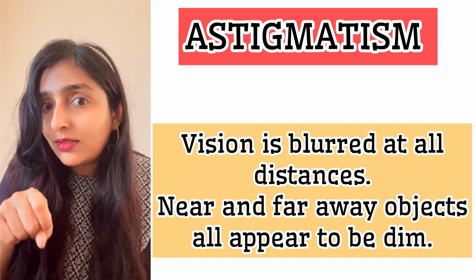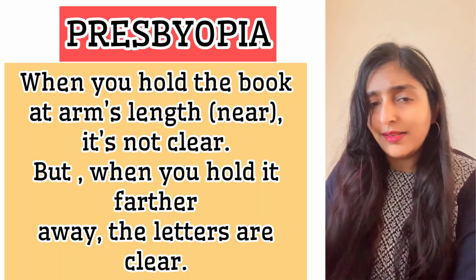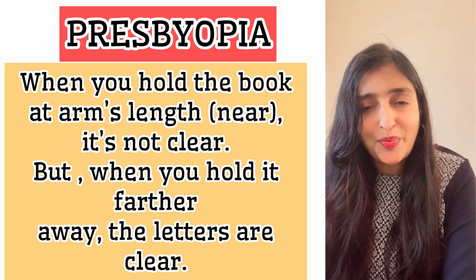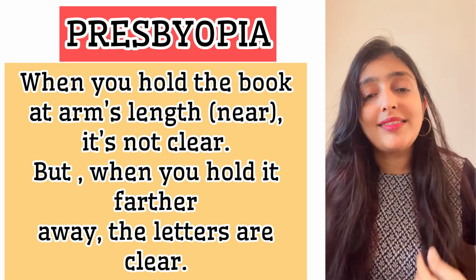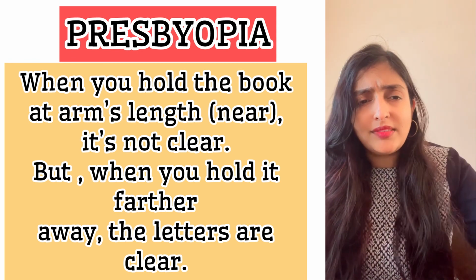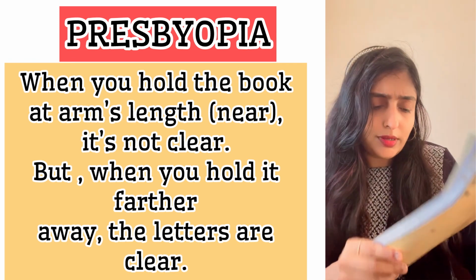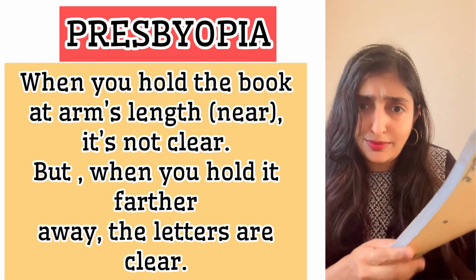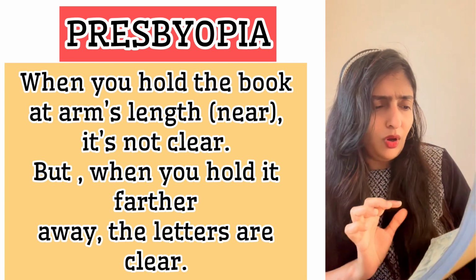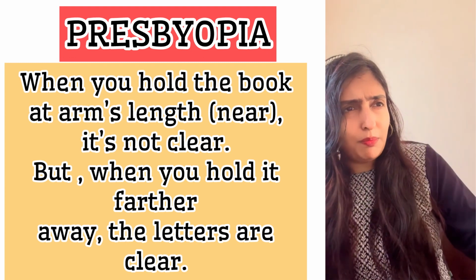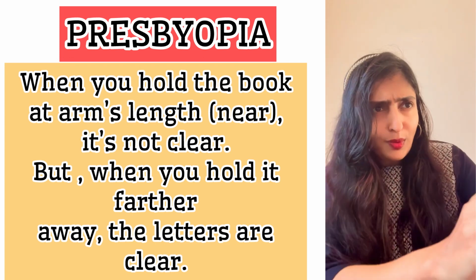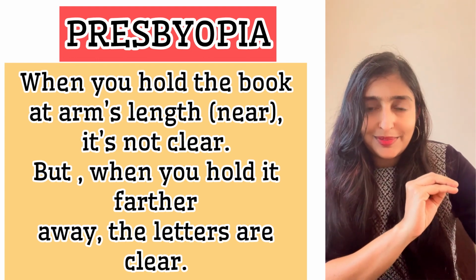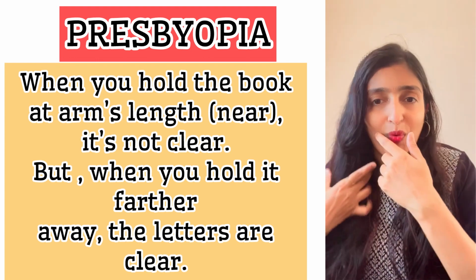That's astigmatism. The next one is not as complicated as it sounds. It's presbyopia. Presbyopia is the same as hyperopia. It means you're holding this book at arm's length, near to you. Hey, I'm not able to read it. Let me hold it a bit farther away. When you hold it a little far away, yes, now the letters are visible. Yes, clear. Got it? This is presbyopia.